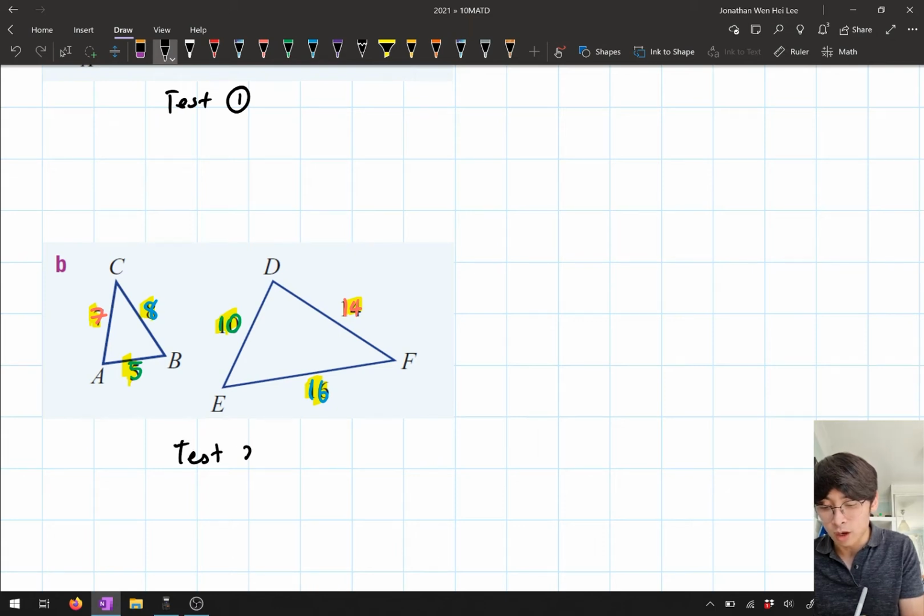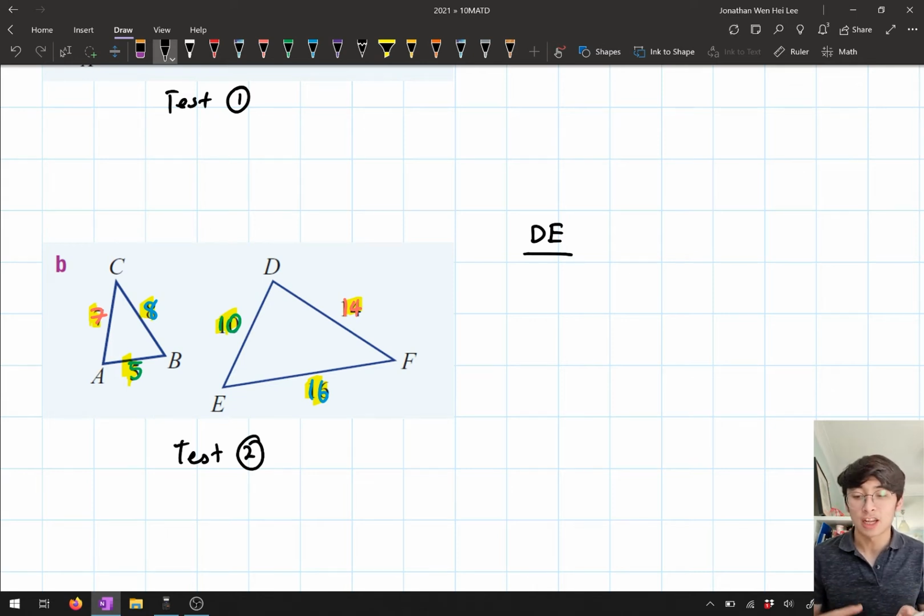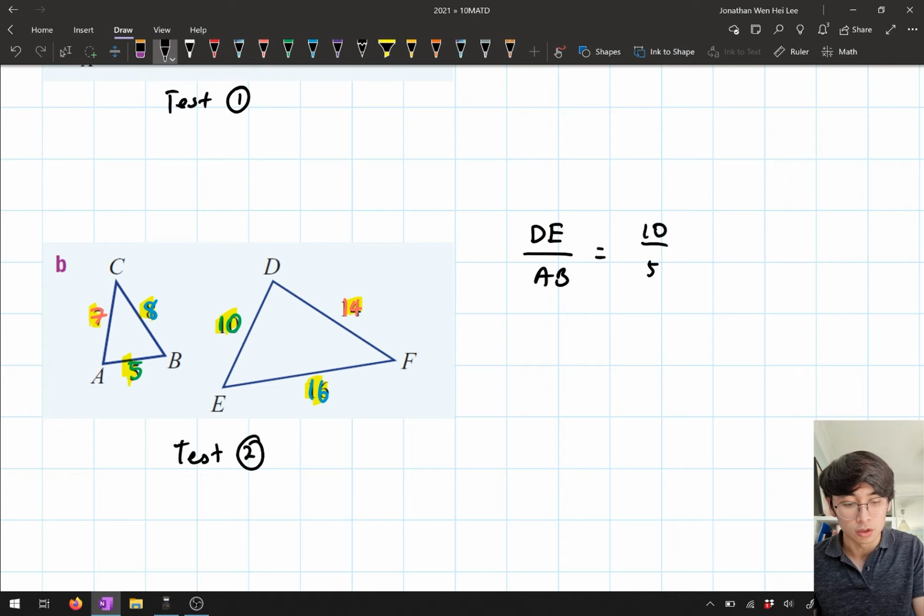And so for this one, this is a little bit different to all the other proofs that we've actually written. What I'm going to do is write down each pair of matching sides as a fraction. So for example, in my bigger triangle, I had the side DE. I'm going to divide that by the matching side in my first triangle. So DE matched up with AB, because that's equal to 10 over 5. 10 divided by 5 is equal to 2.